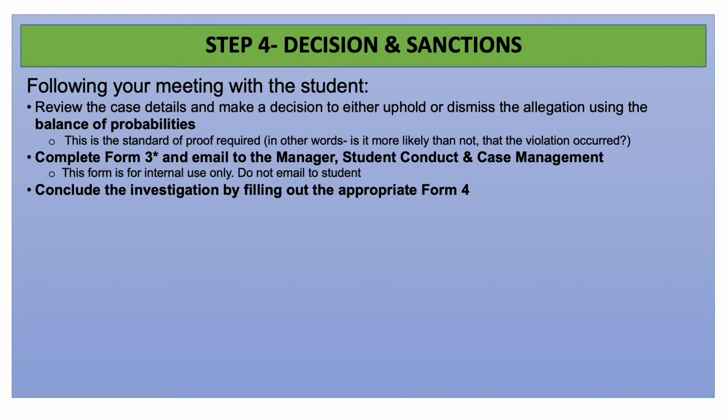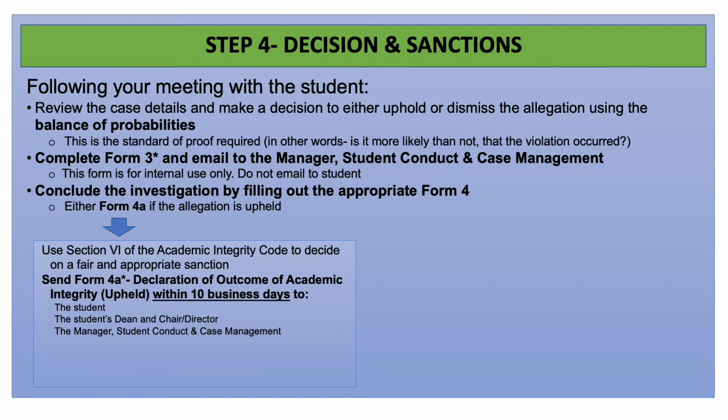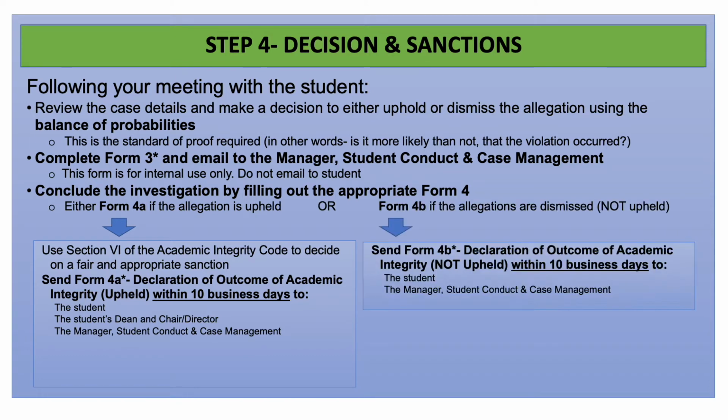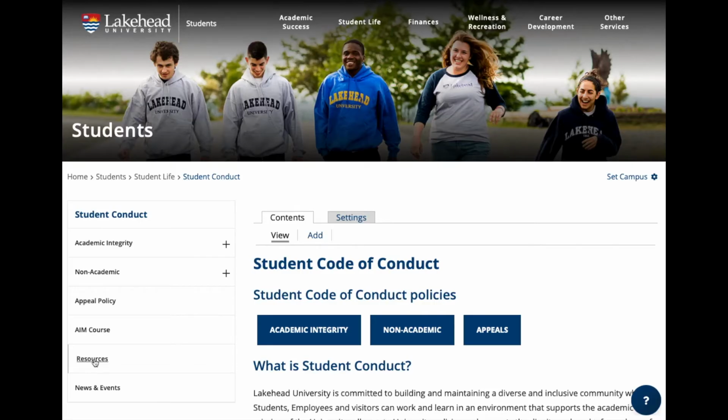So the main point of Step 4 is to notify the student of your decision by sending them Form 4, which is the Declaration of Outcome letter. Like other templates, Form 4 can be downloaded from the Resources section of the Student Conduct webpage. You'll just need to download the right one. Form 4A is for upheld allegations, and Form 4B is used if the allegations are dismissed or not upheld.